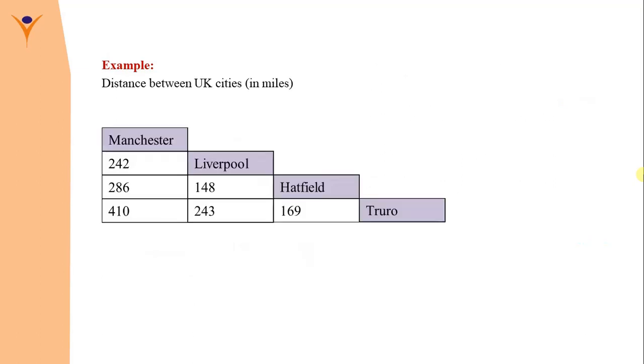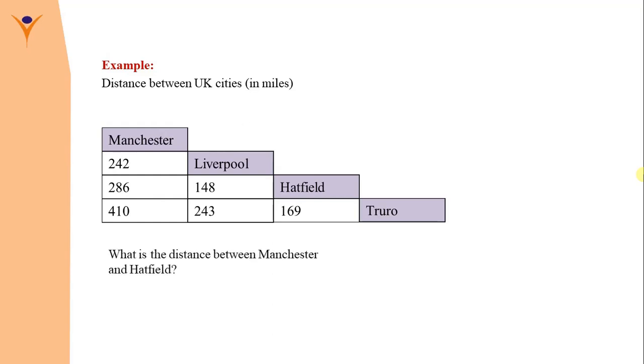Let's see another example. Now, this particular one says the table here represents the distance between cities in the United Kingdom, and this distance is given in miles. So we can look for the distance between any two towns by understanding how to read this table.